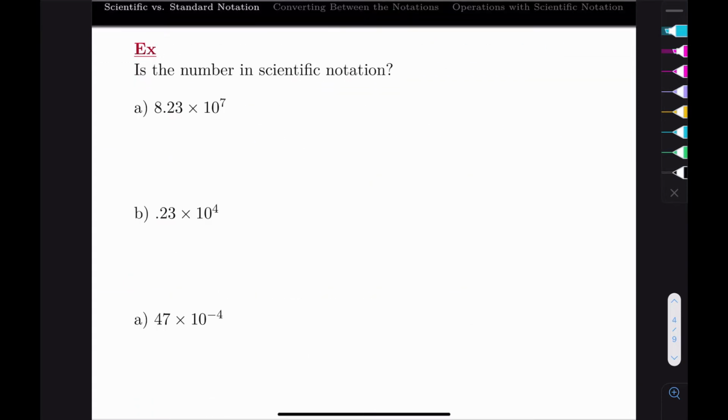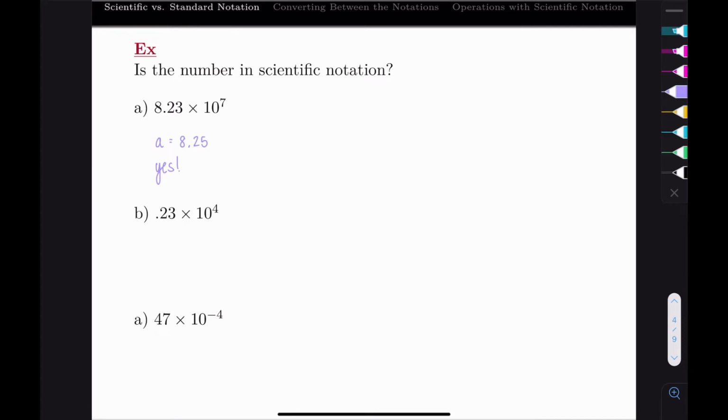Okay. So we're going to look at a couple different examples and we want to figure out, is this number in appropriate scientific notation? Looking at our first one, we have 8.23 times 10 to the 7th. So here the value of A is 8.23, which is definitely bigger than 1 and less than 10. So yes, this number is in scientific notation. It's 8 immediately followed by the decimal.